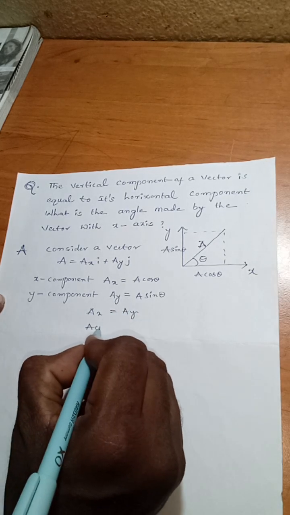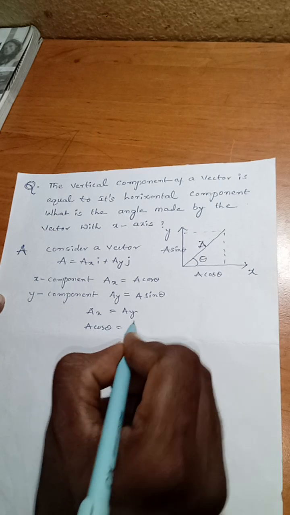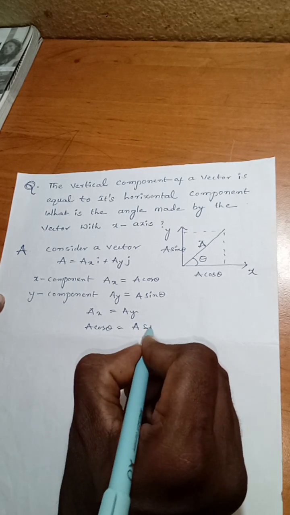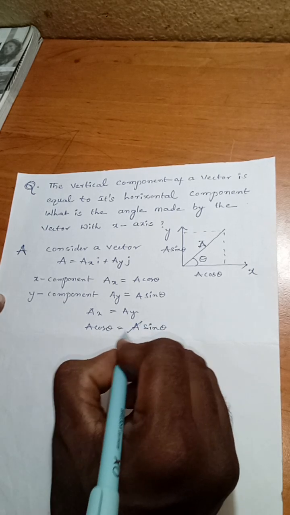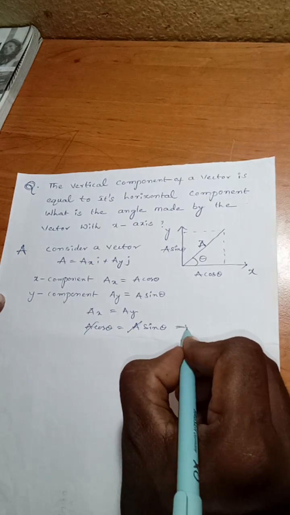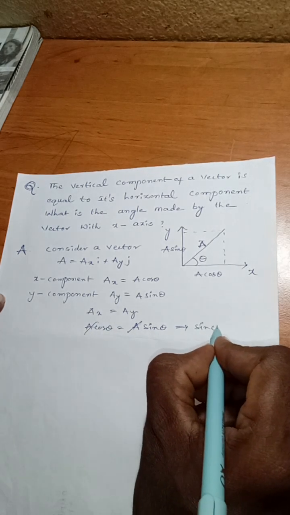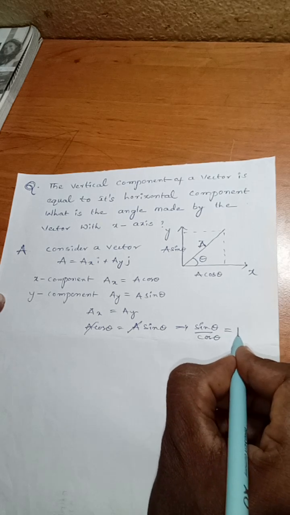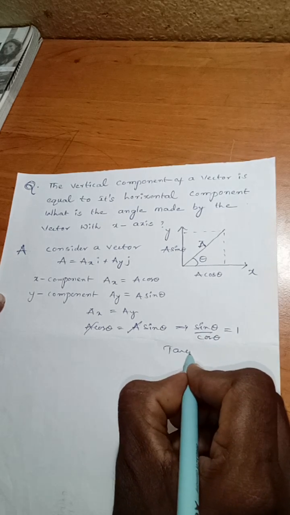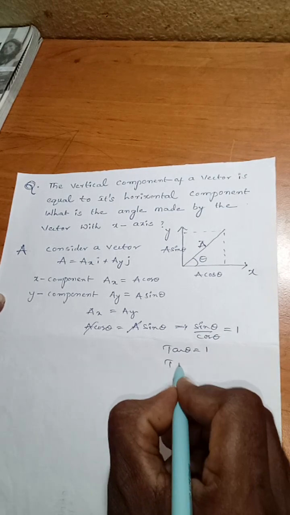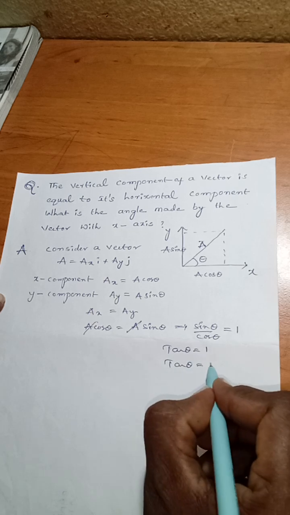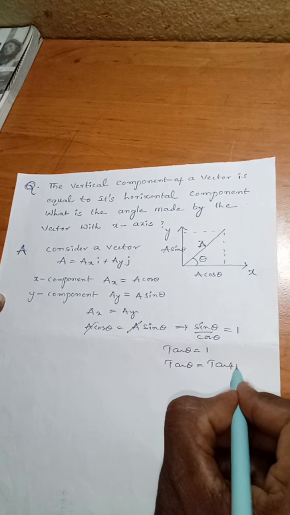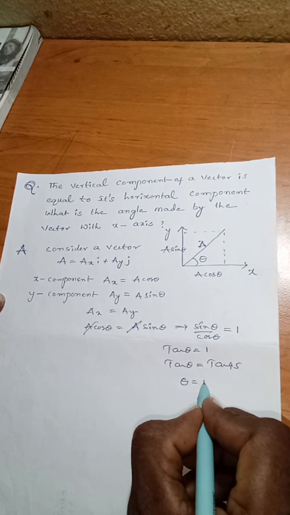So A cos theta is equal to A sin theta. A cancels, which implies sin theta by cos theta is equal to 1. So tan theta is equal to 1. That is, tan theta is equal to tan 45. Theta is equal to 45.